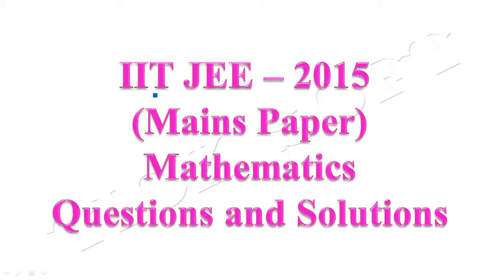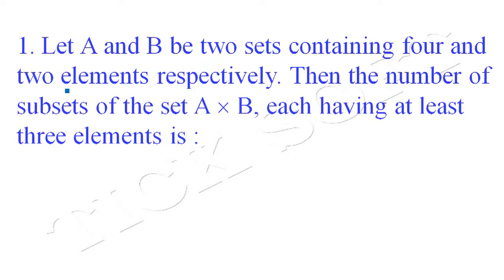Now we are going to see IIT JEE 2015 Mains paper mathematics questions and solutions. The first question is: let A and B be two sets containing 4 and 2 elements respectively. Then the number of subsets of the set A cross B, each having at least 3 elements, is. So here we have to find the number of subsets of this A cross B.